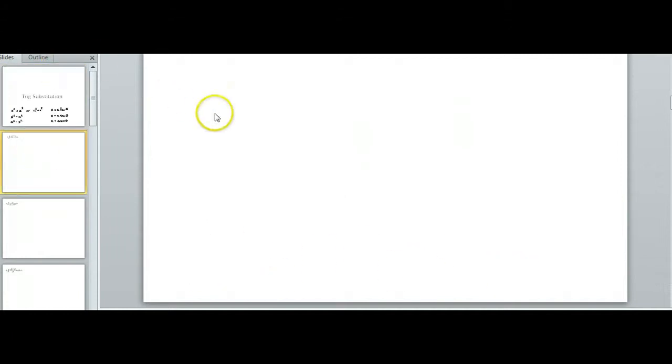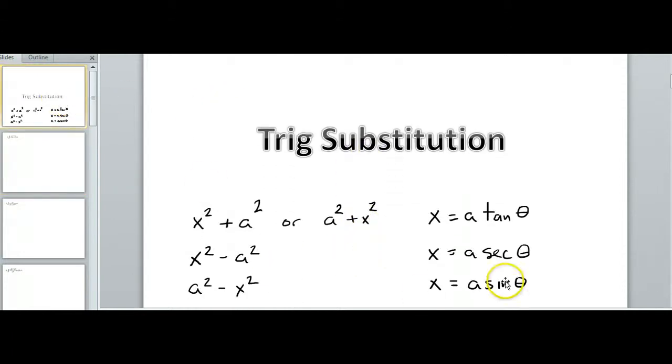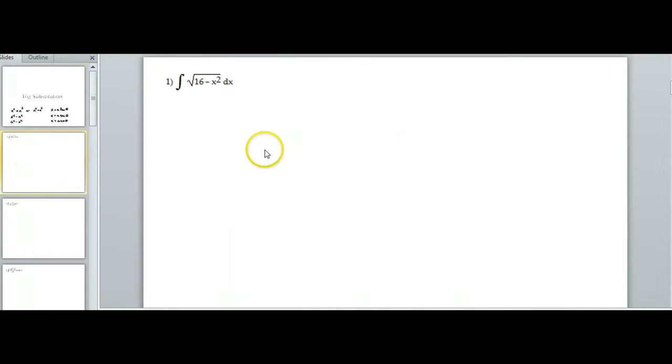Alright, so for this first one, we have subtraction. We have the variable second, so we're doing a sine substitution. That's the way these first few are going to be, they're going to be sine. So we're going to let x be a, which a is the square root of this thing, so 4 times the sine of theta.